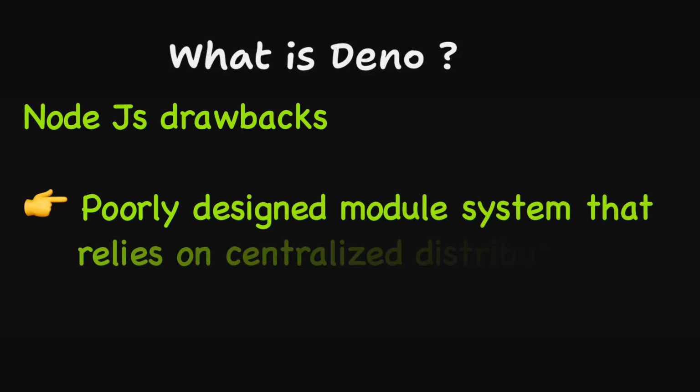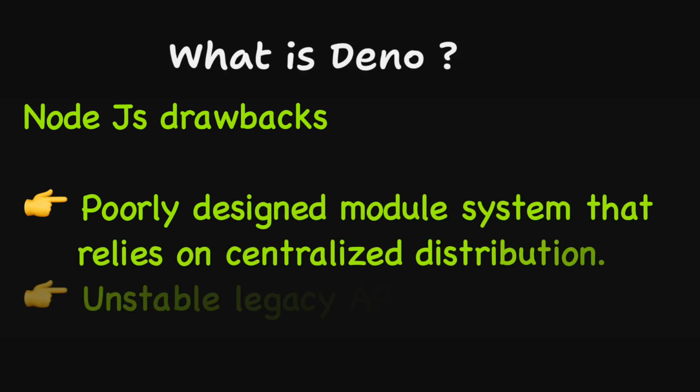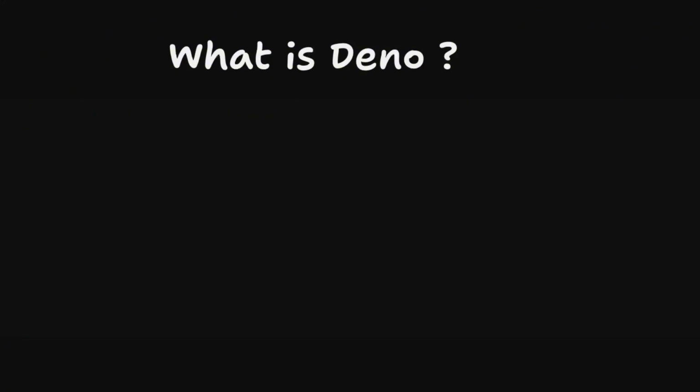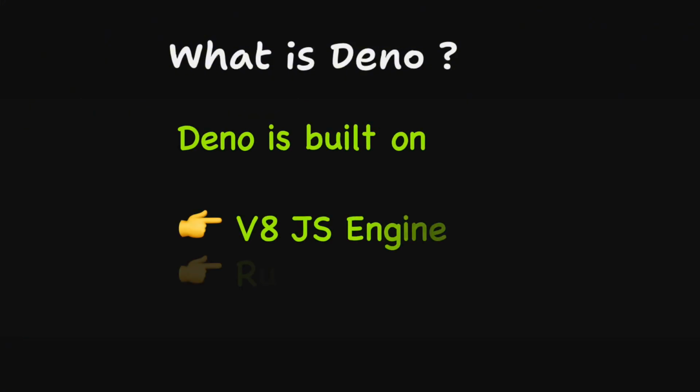A poorly designed module system that relies on centralized distribution. It shared unstable legacy APIs and lack of security, as there are many security vulnerabilities related to Node.js. Deno fixed all these three problems and provided a better experience. It's built on the V8 engine similar to Node.js and also Rust and Tokio. Deno adopts web platform standards as it is always distributed with a single executable file, as already said, and has built-in development tooling to provide a productive, secure runtime. It has some more standard modules that are ensured to function properly during the Deno runtime.